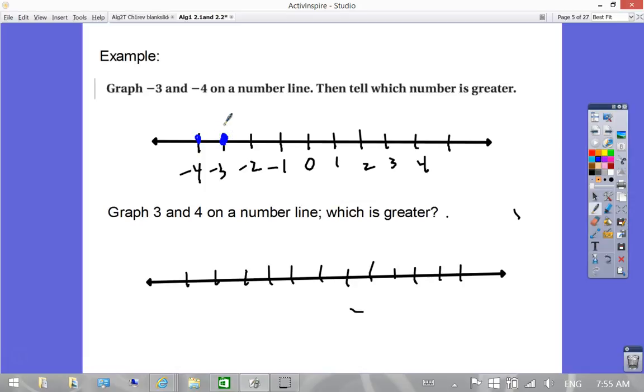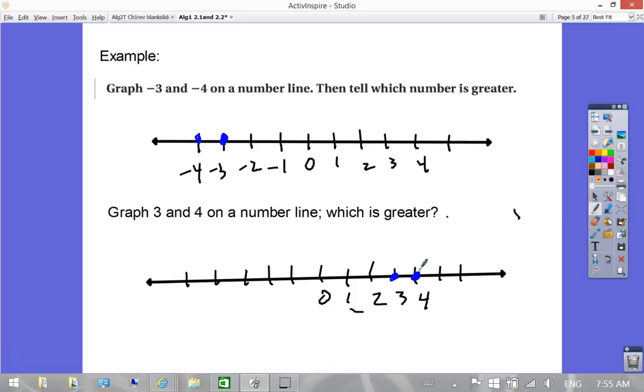It comes up. Which is bigger? -3. Whatever is to the right on the number line is bigger than whatever's on the left. Right? How about 3 and 4? Let me go 0, 1, 2, 3, 4. So here's the 3 and here's the 4. And so which is greater? 4 is greater because it's to the right of 3.